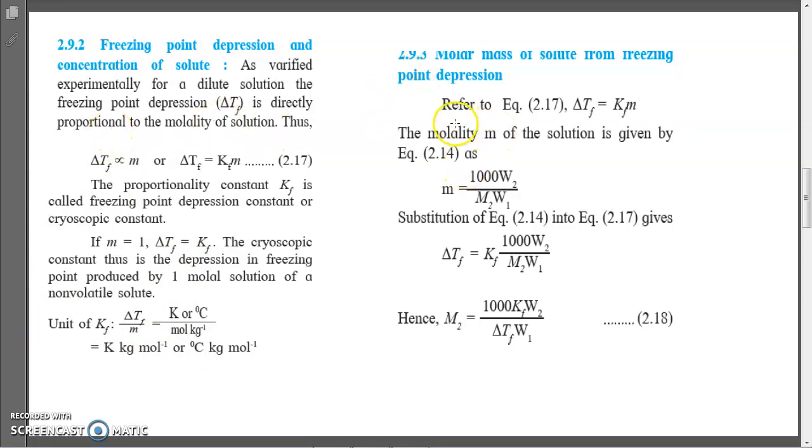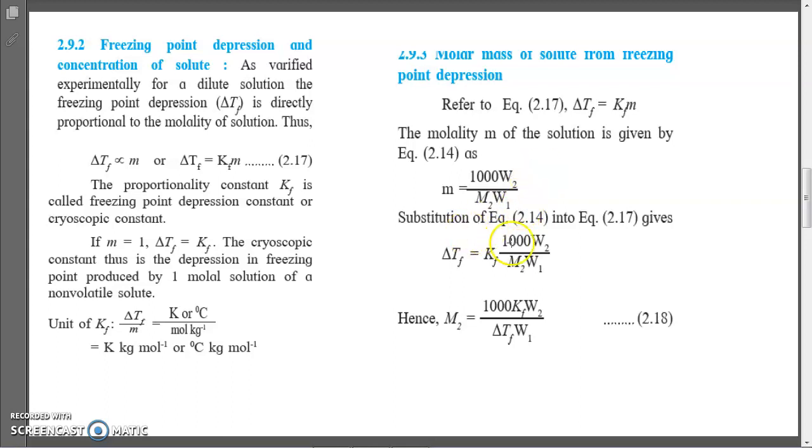How do we determine the molar mass of the solute from the freezing point depression? We know the expression we have seen now: delta Tf is equal to Kf into m. The molality m of the solution is given by small m. From equation number 2.7, m is equal to 1000 into W2 divided by M2 into W1.